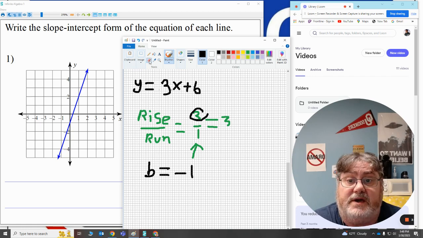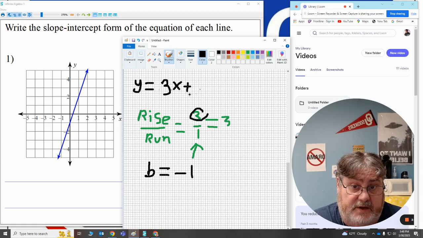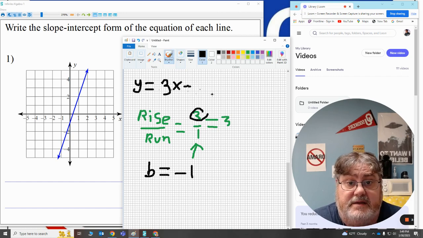And so in my equation, I'll simply replace the b with -1. Notice that the equation was y equals mx plus b. Because it's -1, I'm going to change my plus sign to a negative and simply add 1. So y equals 3x minus 1, which is germane to this line.